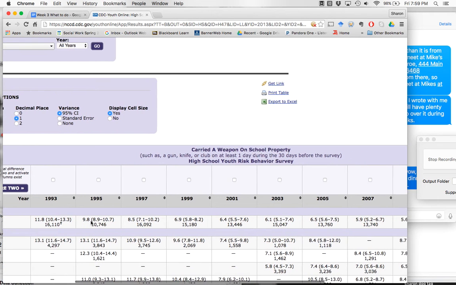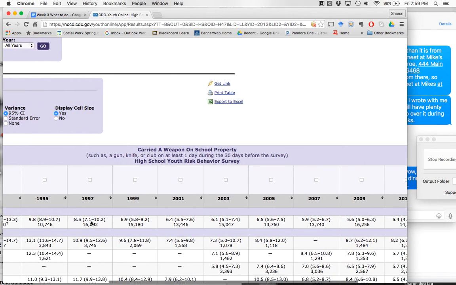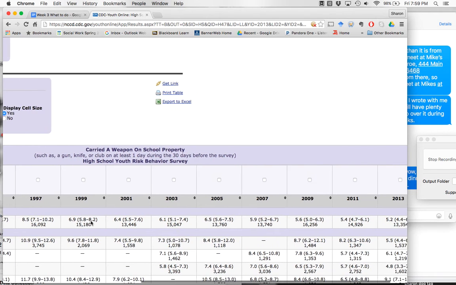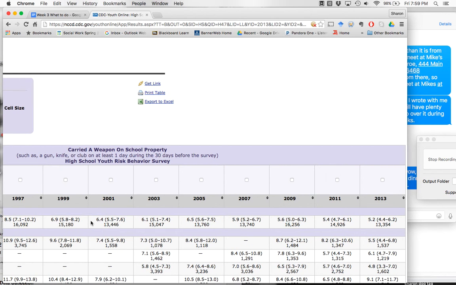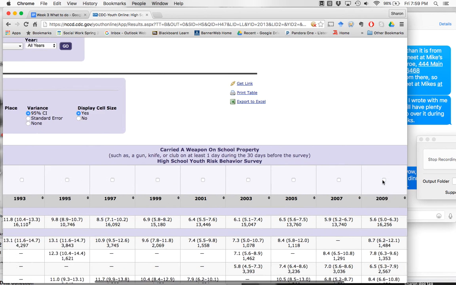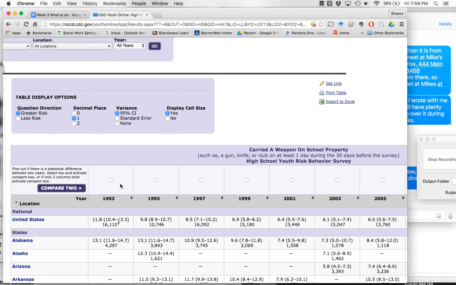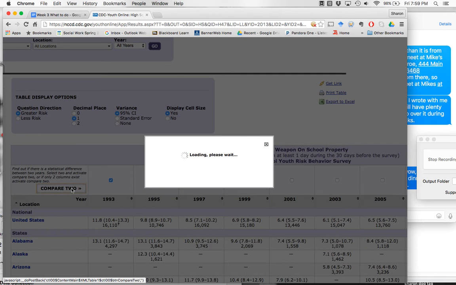Now, as we look over time, what do we see? We see the numbers going down, down, right? So they look like they've really gone down. Let's see if there's a difference between 2013 and 1993. So it would be interesting to know over the past 20 years if there's a difference. So let's compare the two.